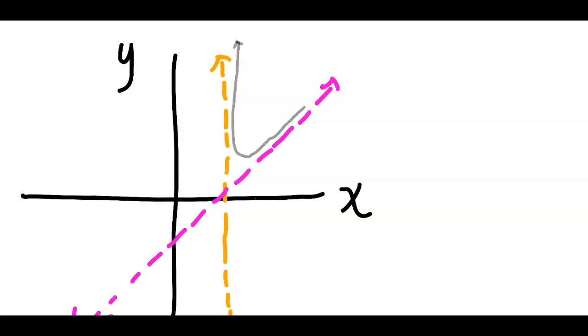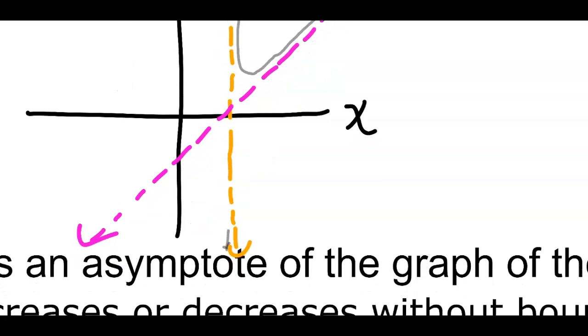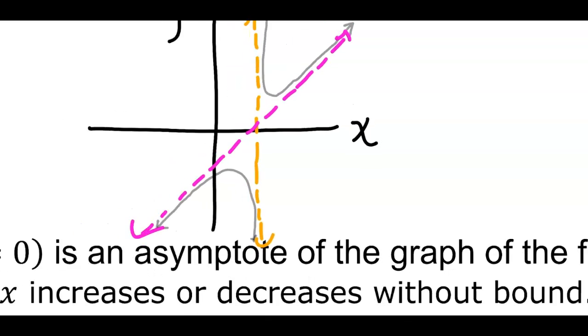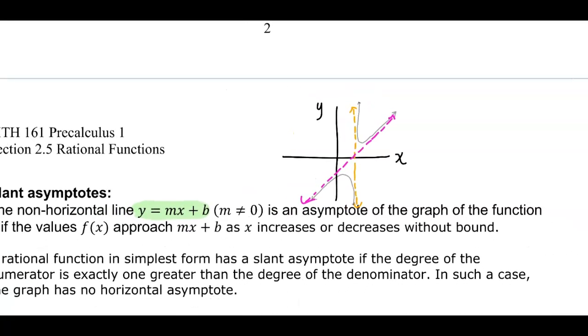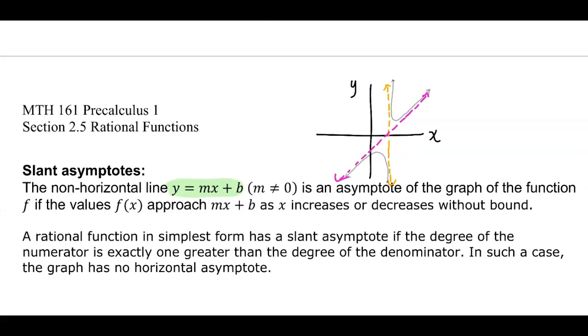The graph will get infinitely close to that slant asymptote, but it will not touch it. And to the left end, as x gets smaller or x decreases, this graph will get infinitely close to that slant asymptote, but it will never cross it or touch it. So that's what it looks like. We will have some graphs that have a vertical asymptote and a slant asymptote instead of a horizontal asymptote.